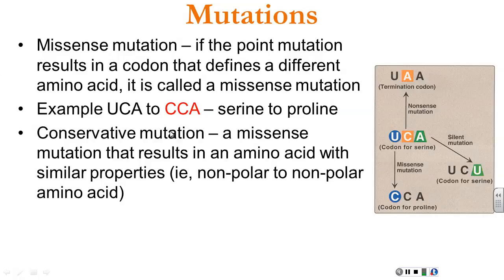Now, part of the reason I start thinking in those terms comes with this additional type of mutation that is a missense mutation, but we use this term conservative mutation if you have a missense mutation that results in an amino acid with similar properties. So if you change from a nonpolar amino acid to another nonpolar amino acid, in particular if the R group is pretty close to the same length, probably not going to be a significant change. It could be, but in many cases it won't be, and that's an example of a conservative mutation.